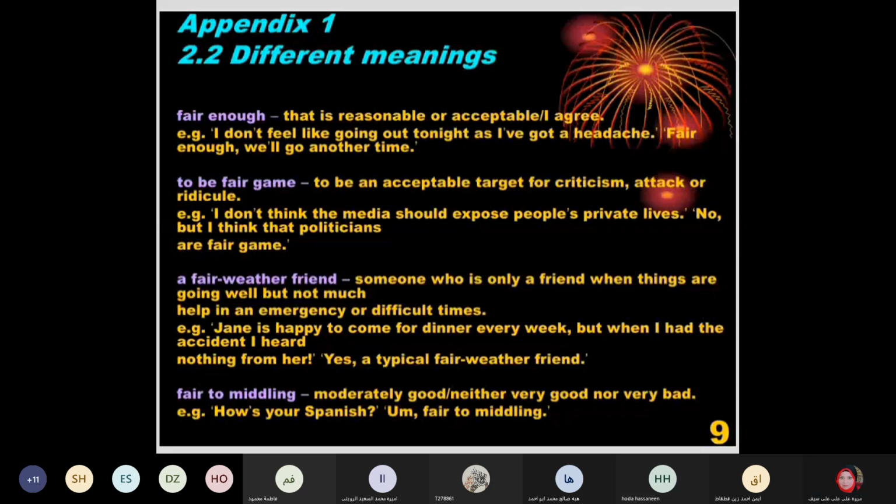Yes, Miss Marwa. All right, so let's move on to fair to middling. Again, it's a difficult expression. Try to study it. Fair to middling.